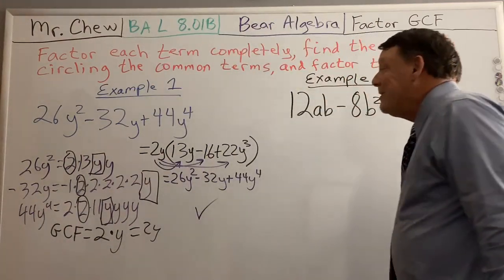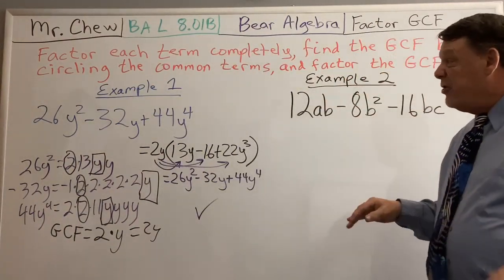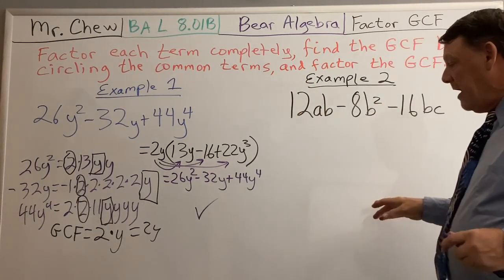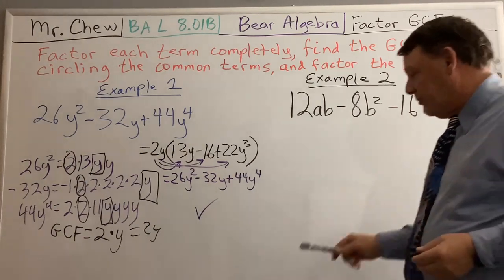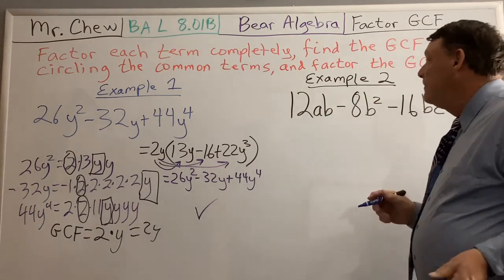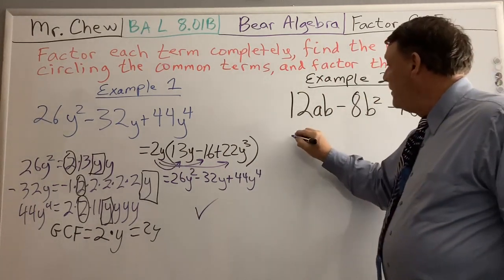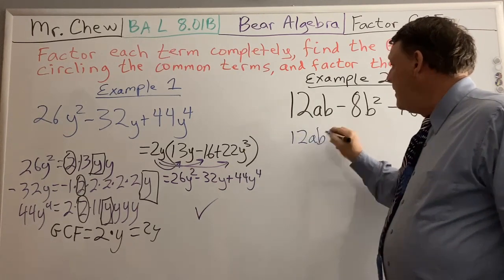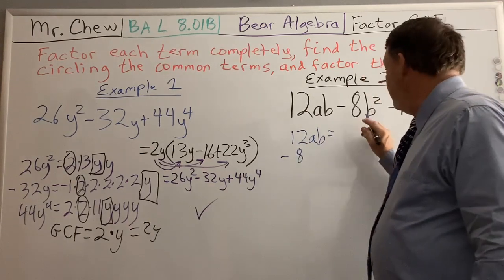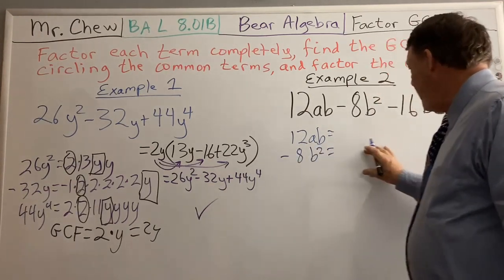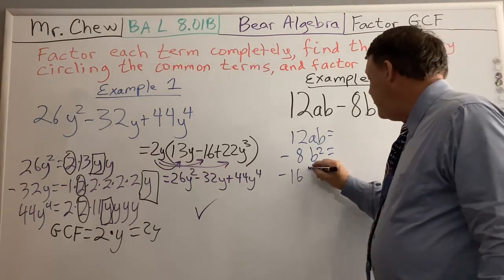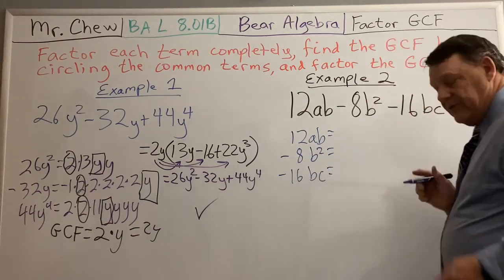In example 2, we still do it the same way, and you can still use factor trees if you need them, but I am going to do it without a factor tree here by just writing all of the prime factors. All right, so I'm going to do each term. So I'm going to have my 12ab, and I'm going to write all the complete factors. And then I'm going to have my negative 8b squared. I'm going to write all the factors. And then I'm going to have my negative 16bc, and I'm going to write all the factors.